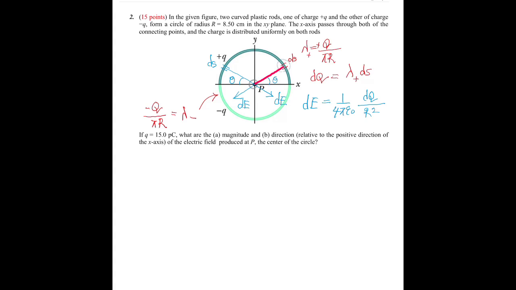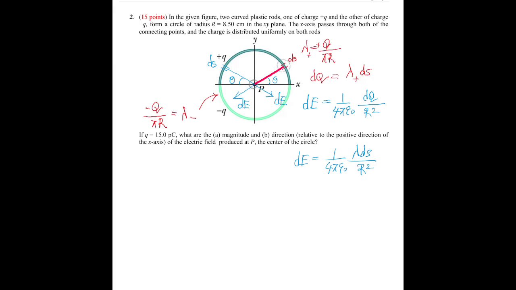The direction, you can get that from the diagram. Now again I can write dE, which is 1 over 4 pi epsilon naught dq, which is lambda times ds divided by r squared. That is the electric field.